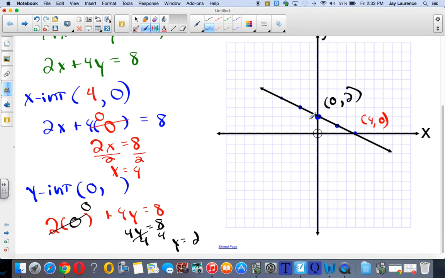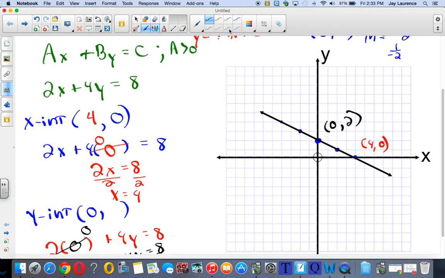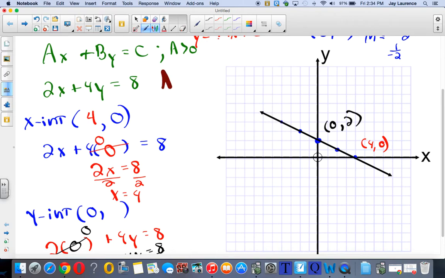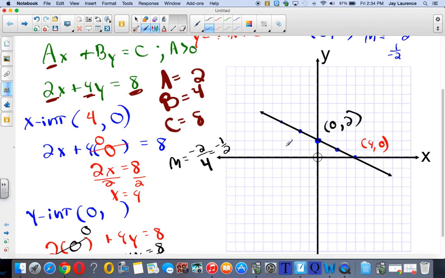Now here's a really cool thing. I'm in this thing called standard form, right? Now let me just identify here A, B, and C. A is going to equal 2, right? See the 2 there in A's position? B is going to equal 4. And then C is 8. The slope of this line can be found by doing the negative of A over B. It simplifies to negative 1/2. And look, if I go down 1 and right 2, down 1, right 2, I hit the line.